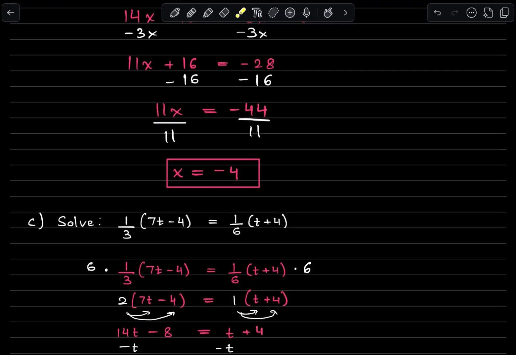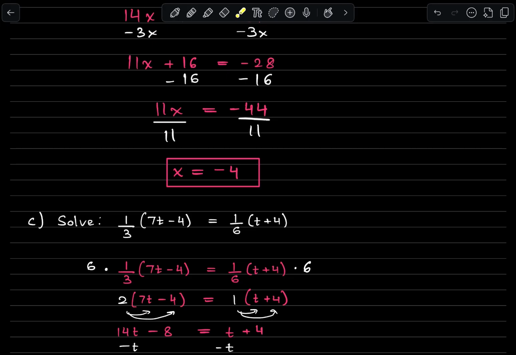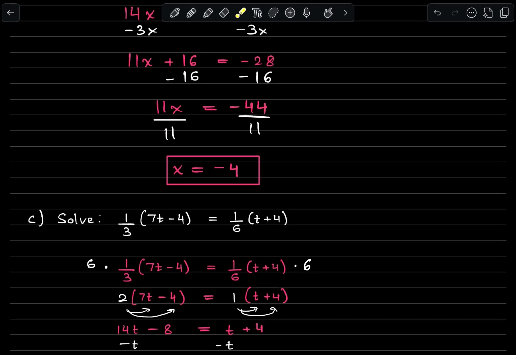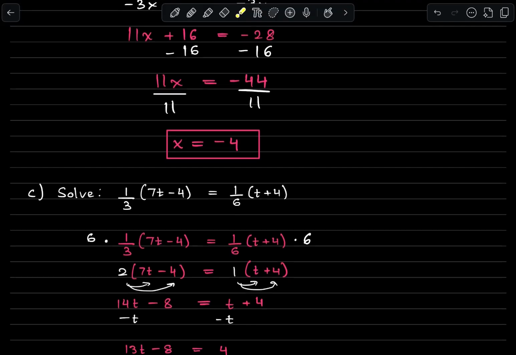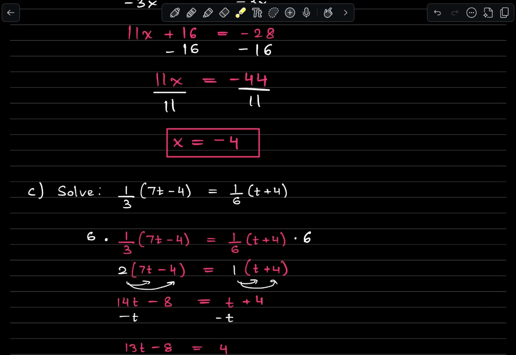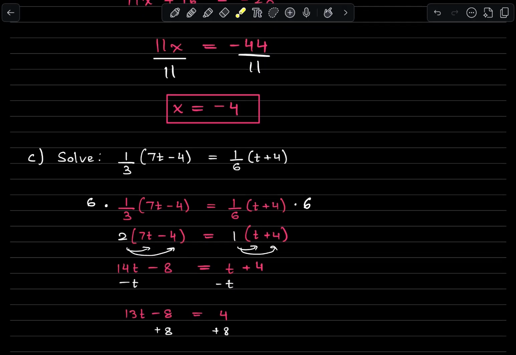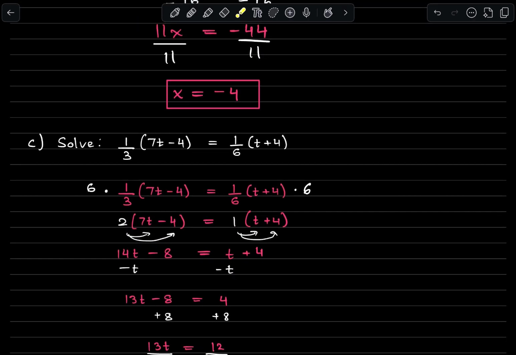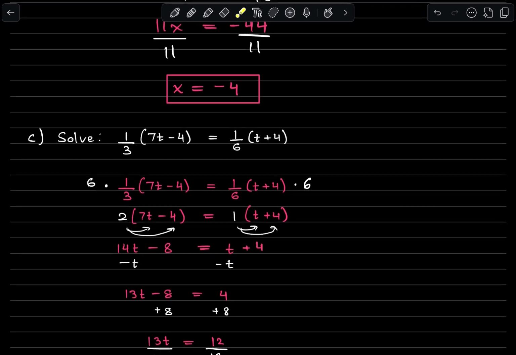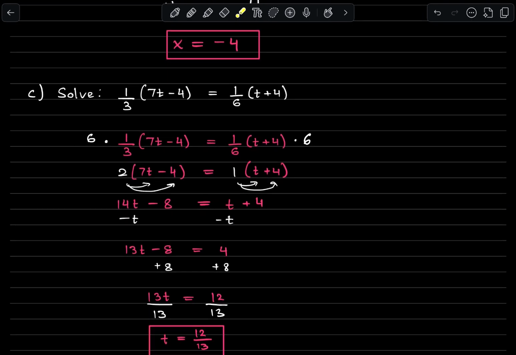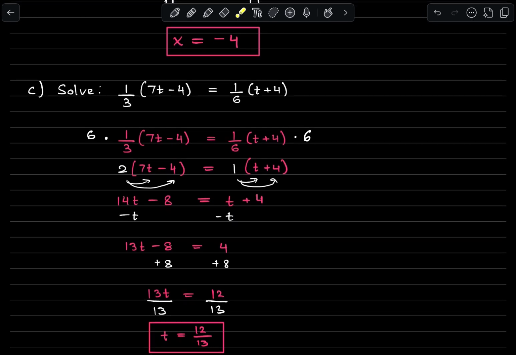Now, again, we want to collect our variables on one side and our constants on the other side. So subtract t from both sides, we get 13t minus 8 is equal to 4. Add 8 to both sides, 13t is equal to 12. And our last step, we need to remove this coefficient of t. We need to divide both sides by it. We'll get t is equal to 12 divided by 13. Okay, so that is the solution to our equation.